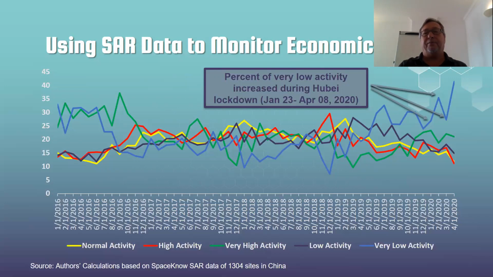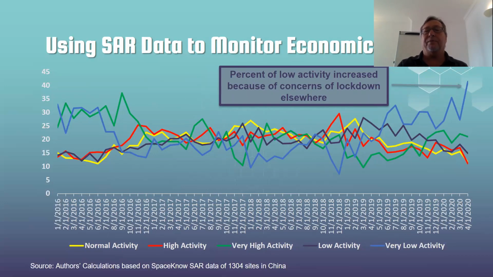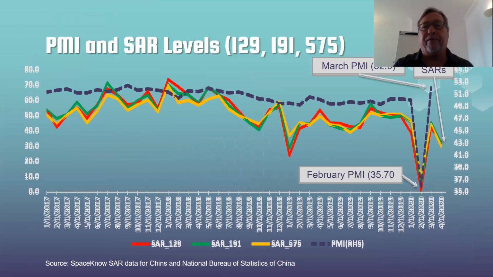And so what you see here in the blue line is that during the lockdown of Hubei province, between January 23rd and April 8th, we saw very large increases in the distribution where there was very low activity. So this, of course, reflects the lockdown. And in April, we observed also a lot of sites with very low activity, but this is not related to the lockdown, but it's related to the fact that the lockdown outside of China then started. And so there was obviously concerns about activity in other countries and whether or not they should be producing a lot of output that they couldn't sell because there was no demand for it.